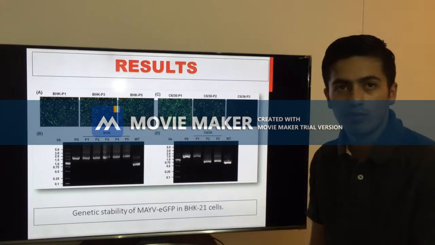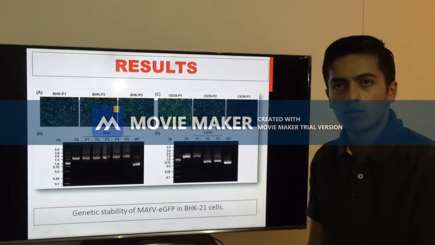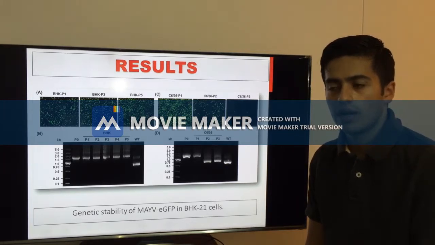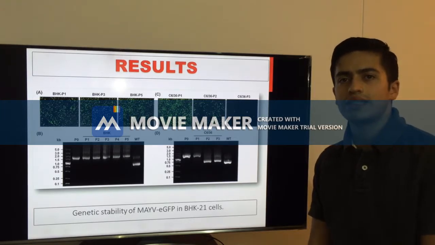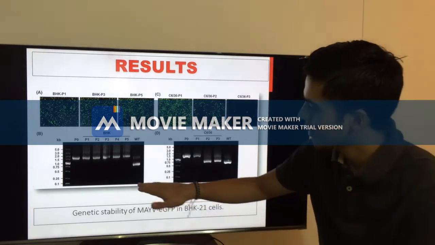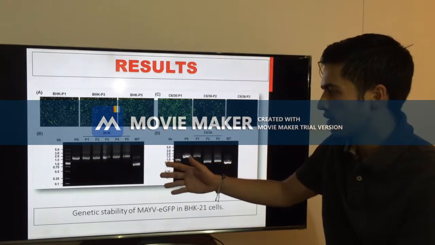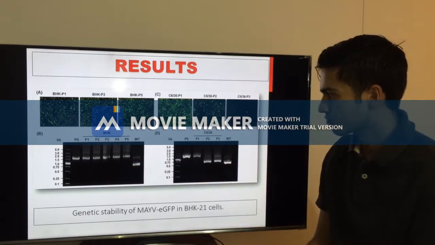In image B, we are going to see the detection of the eGFP gene during virus passage in BHK21 cells. Total RNAs from the infected cells were extracted and subjected to RT-PCR detection that included the complete eGFP gene. So here we can see that they are the same and they are equal. We can see it, and just 2 of them are different.